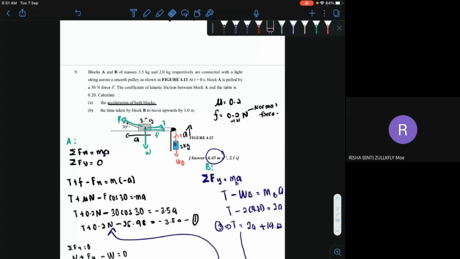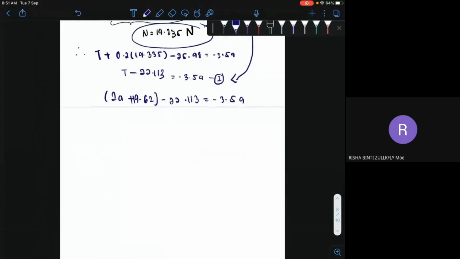B to move upwards by 1 meter. So kita tengah cakap pasal objek ni je. Objek ni akan naik ke atas sebanyak 1 meter. Okey, dia cakap sebanyak 1 meter. Dia minta berapa lama masa dia ambil untuk dia naik ke atas. Okey, so kita tengok balik, the question asks to find what is the time taken. Untuk apa? Untuk jarak objek B kamu naik atas. Jarak tu berapa meter? 1 meter. Okey, ini sebenarnya adalah displacement kamu, S.